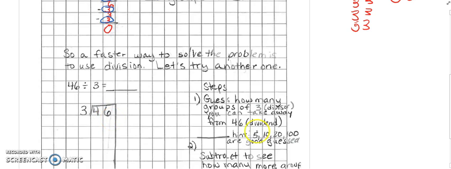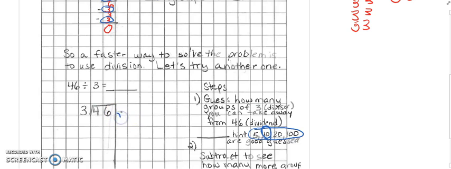Well, I'm going to try making bigger guesses. So I'm going to try to see if I can take out 100 groups of 3. If I did 100 groups of 3, that would be 300. There's no way. I only have 46. I can't do that. I'm going to try 20 groups of 3. 20 times 3 is 60. I only have 46. That doesn't work. So I'm going to target 10 groups of 3.